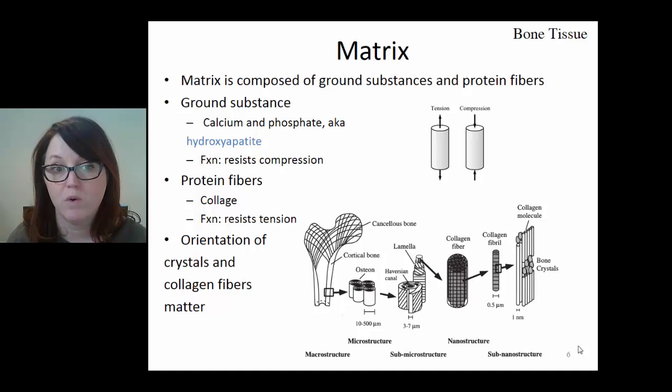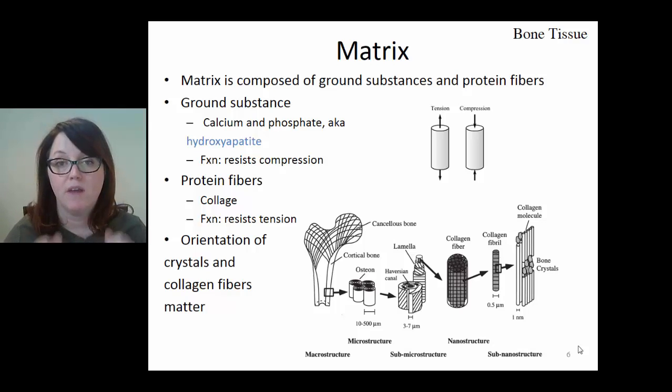Also in the matrix are going to be protein fibers. The protein fibers are collagen protein fibers. And the collagen protein fibers are very good at resisting tension forces. So if I had that same accordion and I tried to open it up, right, that would be a tension force there. And collagen is very good at resisting tension forces.